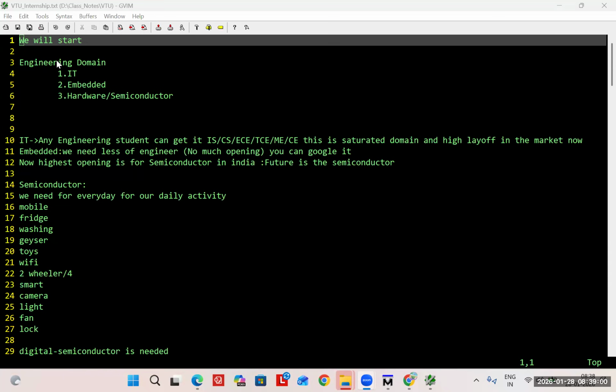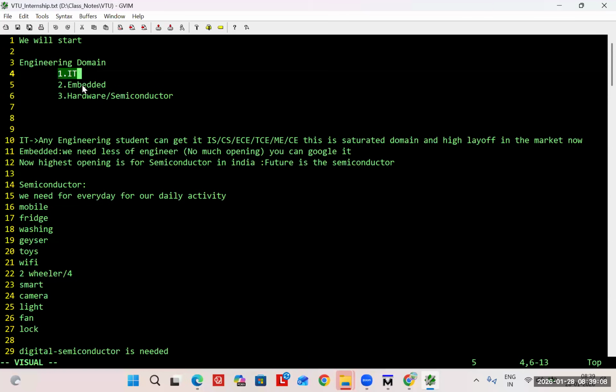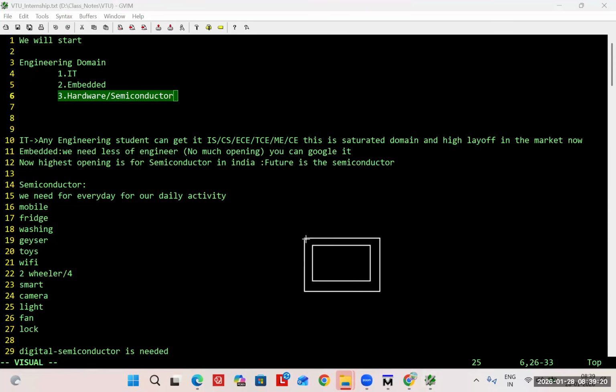See, yesterday, if you remember, people had some basic questions: which domain will be good? IT, embedded, or semiconductor? I can tell you, it's like a sandwich. When you make a sandwich, there is a bottom layer, a middle layer, and a top layer. The bottom layer is the hardware layer. The middle layer, whatever you put in it, is like embedded. And the top layer is IT.